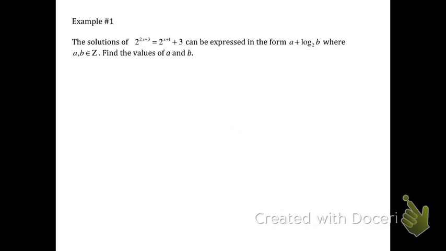So here's a great problem. You've got some equation here, and you need to solve for x, but not only do you have to do that, they want the solutions expressed in a certain form, a plus log base 2 of b. So as I'm going through this equation and trying to solve it, I'm keeping that form in mind. That's what I want to get my answer to at the end. Okay?